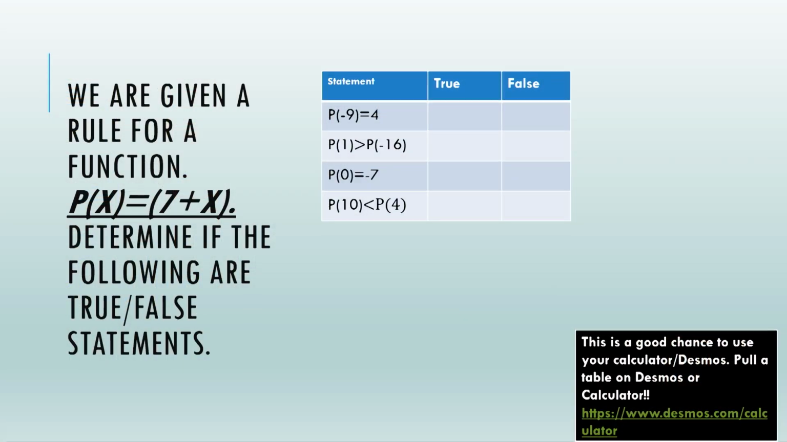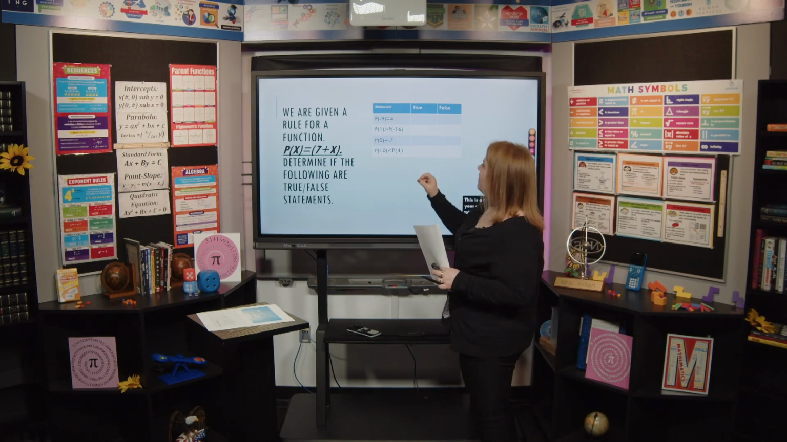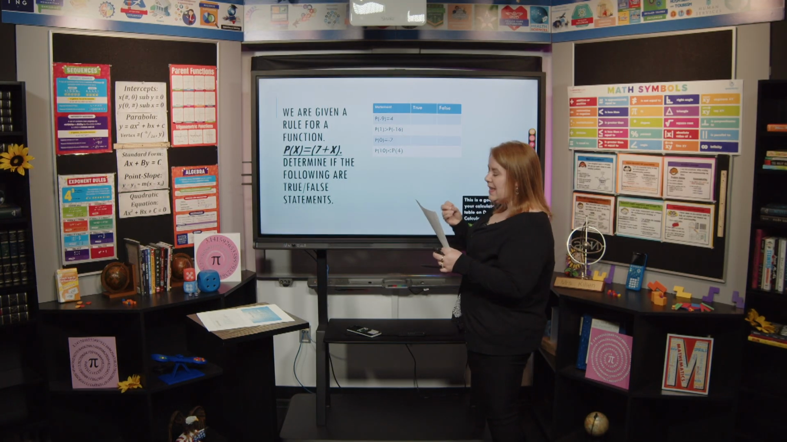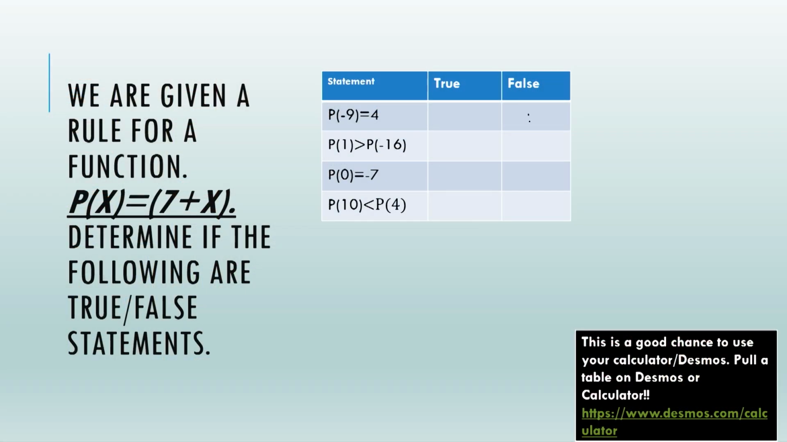All right, so now that we have had an opportunity to look at these, when you put -9 in as your input or you pulled a table, did it come to equal 4? Is that true or false? It is false. It did not equal 4. Now when we looked here at this next one, we had to find the value of P of 1 to see if it was larger than P of -6. Was that true? Absolutely.